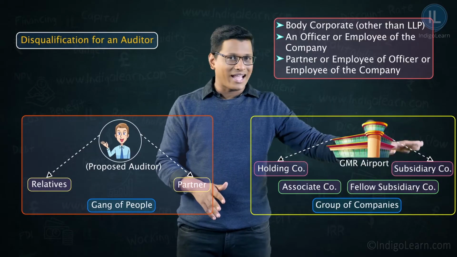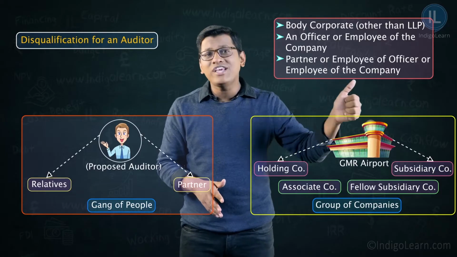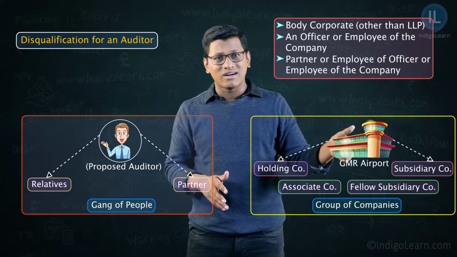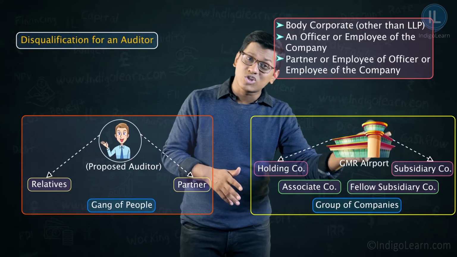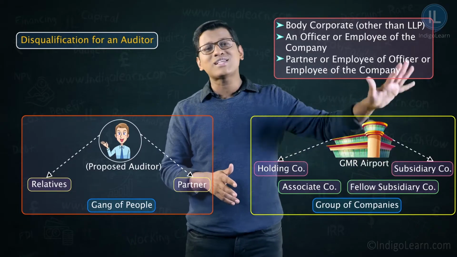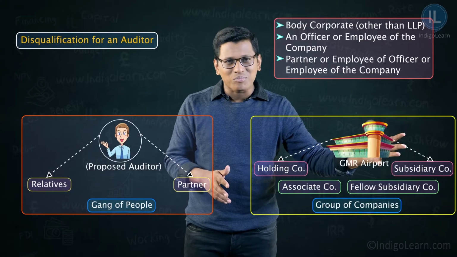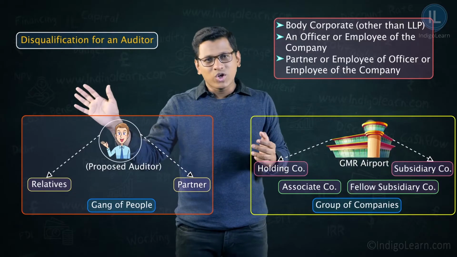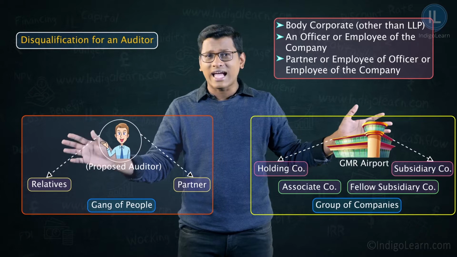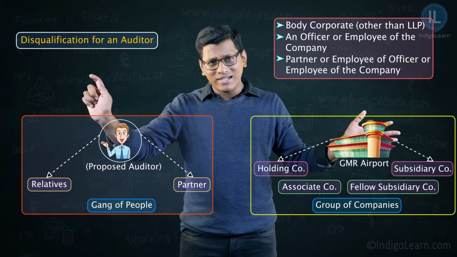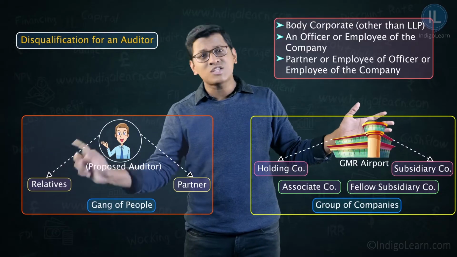So alright, come back to this gang, come back to this group. Who are all the companies that are there in the group? The very company in which we are proposing to appoint an auditor, that company's holding company, that company's subsidiary company, that company's fellow subsidiary company, and that company's associate if any. All these we will call as group of companies. Alright, quickly, we know the gang, we know the group. Who are the people who are there in the gang? The person who is proposed to be appointed as auditor, then that person's relative, that person's partner.